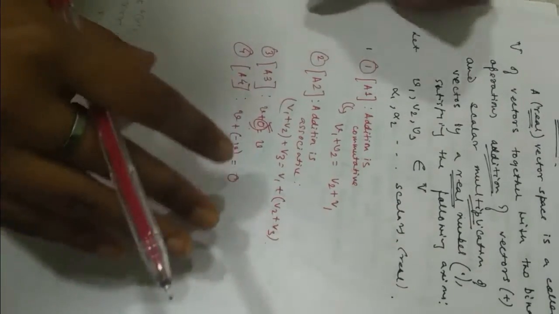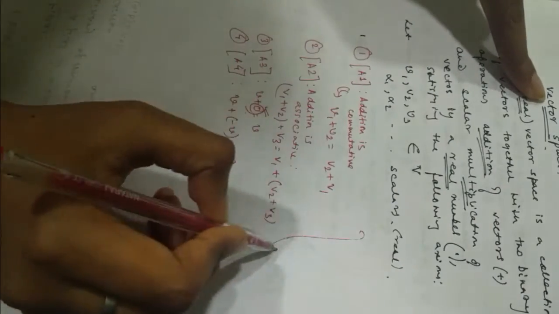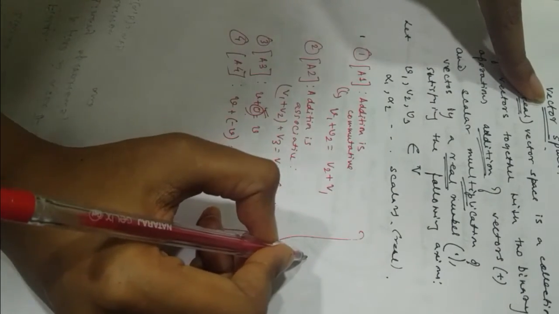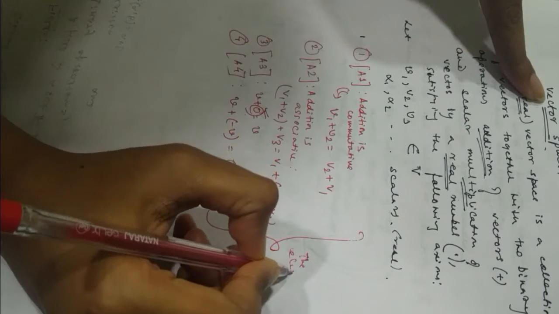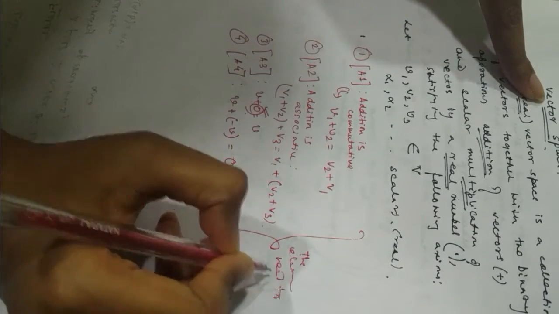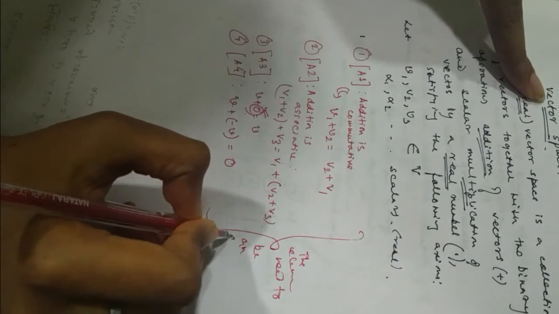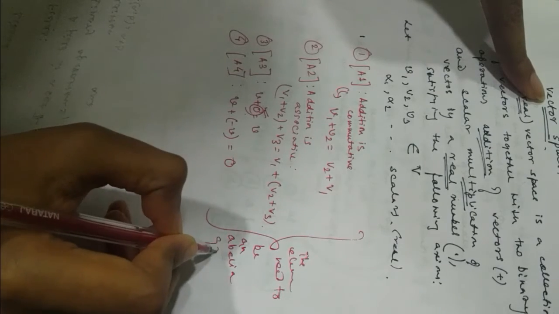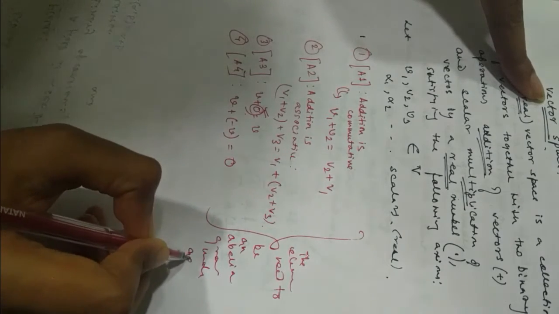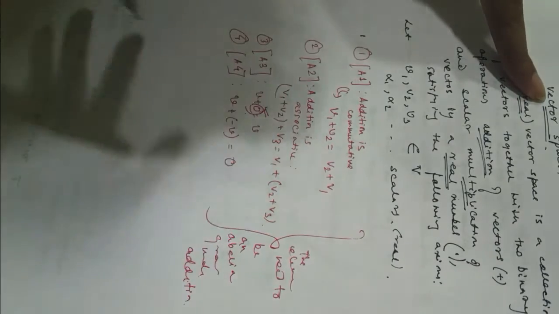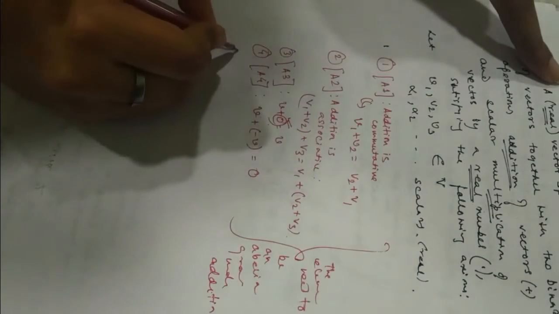We can summarize all these four properties in a single line, that is the elements need to be an abelian group under addition, right?